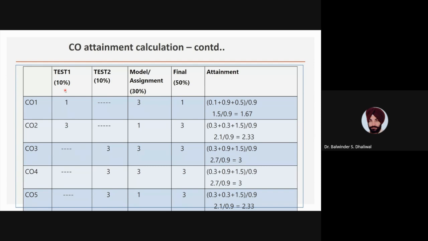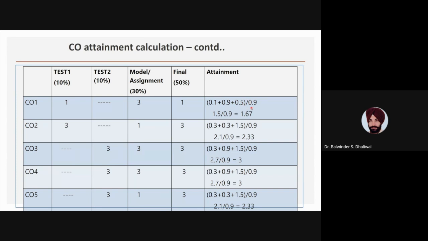Now, after copying these CO attainment values from the previous table into this table, let's see the calculation. This weighted average is calculated by multiplying the CO attainment value with the corresponding weightage. So 1 into 10% becomes 0.1, right? Then 3 into 30% becomes 0.9, and 1 into 50% becomes 0.5, right? So 1 into 10% is 0.1, 3 into 30% is 0.9, 1 into 50% is 0.5. That's why it is 0.1 plus 0.9 plus 0.5.